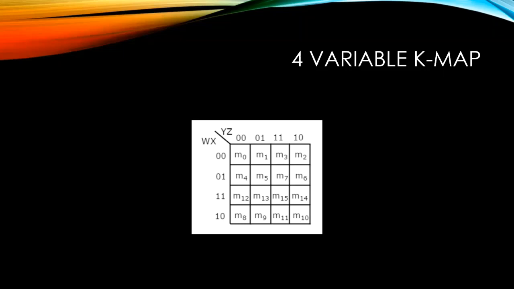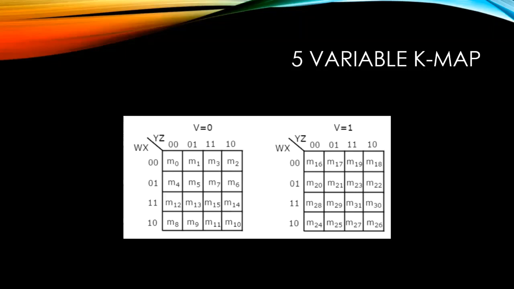But in case we have 5 variables, we're going to have two 4 by 4 Kmaps, wherein one variable will have a value of 0 for the whole 4 by 4 Kmap, and that variable will have a value of 1 for the whole second Kmap. In this example, V is equal to 0 for the first whole Kmap, and V is equal to 1 for the second whole Kmap. For WX, the same values: 0, 0, 0, 1, 1, 1, and 1, 0. And YZ: 0, 0, 0, 1, 1, 1, and 1, 0, same as with the second Kmap.